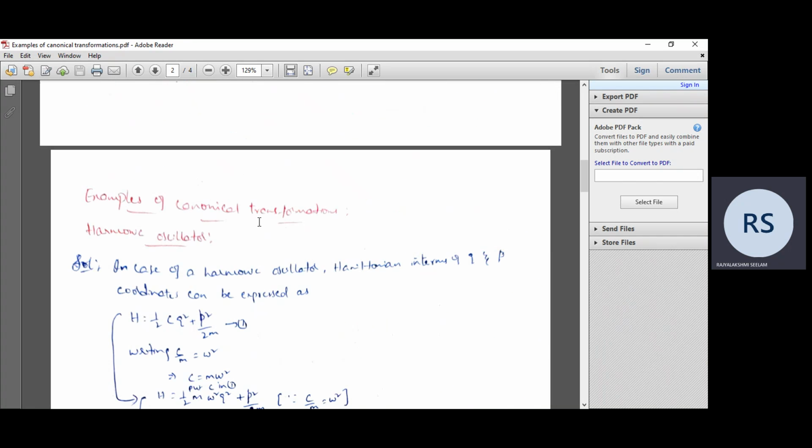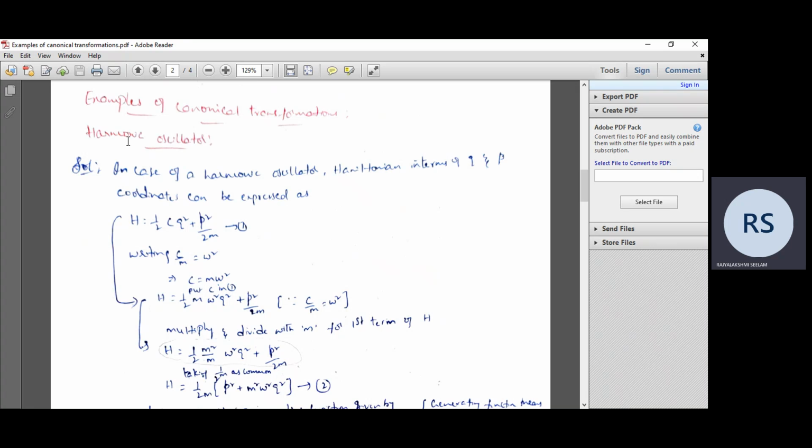Let us see an example of the canonical transformation. The harmonic oscillator is an example of canonical transformation. In the case of the harmonic oscillator, the Hamiltonian in terms of q and p coordinates can be expressed as H equals half c q square plus p square by 2m.